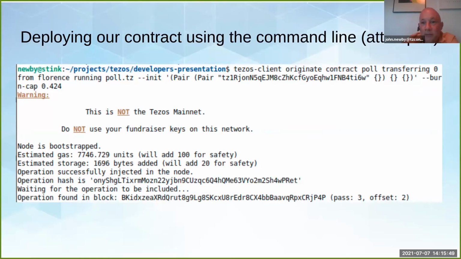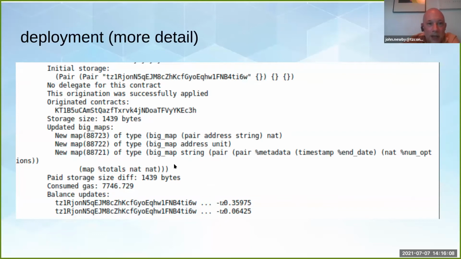So then we try again, but we do it again with the --burn-cap argument at the end. And we get told the estimated gas is this, the estimated storage is this, it's been successfully injected. And then the Tezos client waits for the node to include the operation. And it comes back at the end with a contract address, which you see under originated contracts, and balance updates to say that my account has paid for all of this.